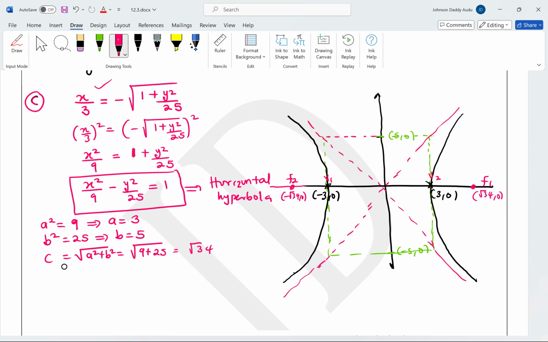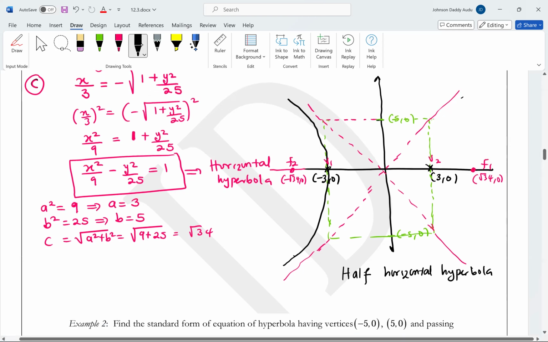But now we're interested in only one part. So we're interested in the negative part of x. So x over 3 is negative here. So it means we have to delete this part. We're not interested in this part. So this is the only part. So this is half. This is what we call the half horizontal hyperbola.